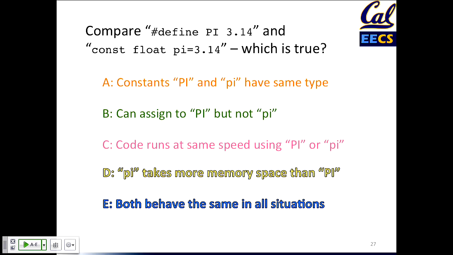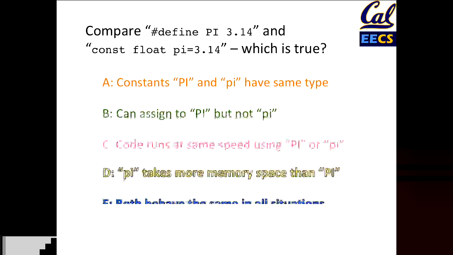Const is a relatively new addition to C. It's a better way usually if all you want to do is define a constant.